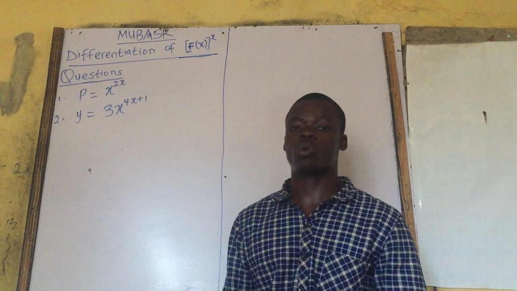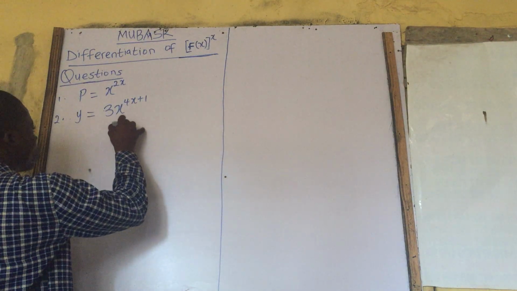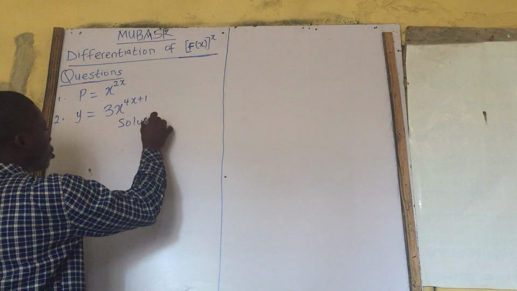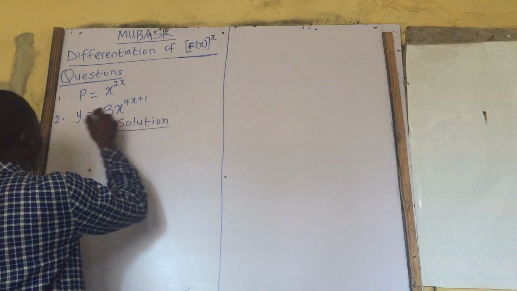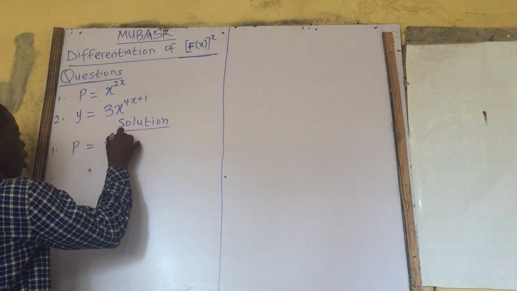So let us move to the question given to us. Solution to the question given to us. Question 1. P equals x raised to power 2x.